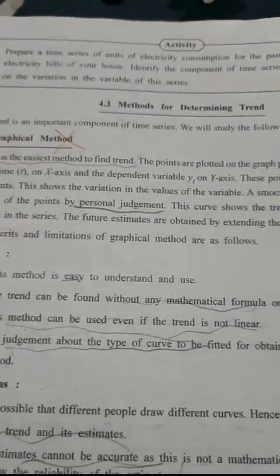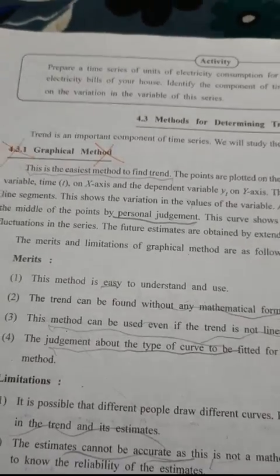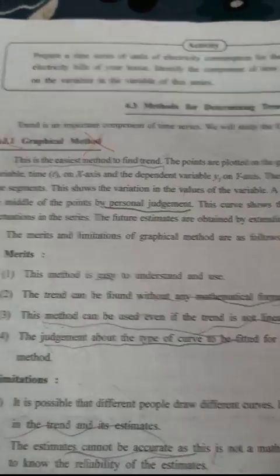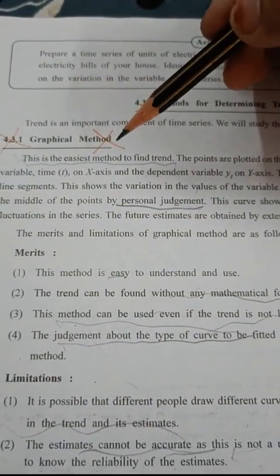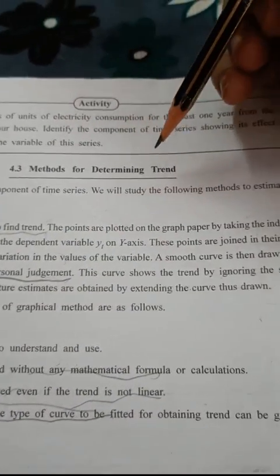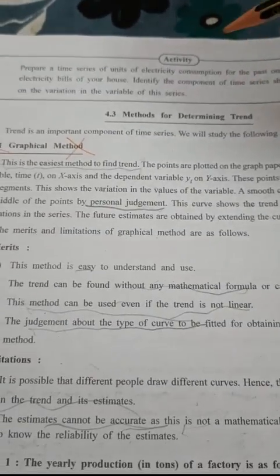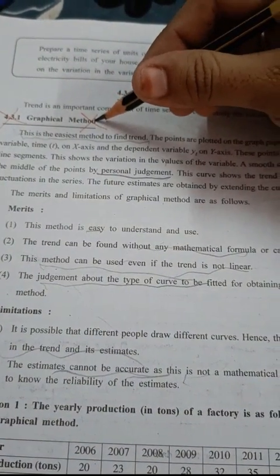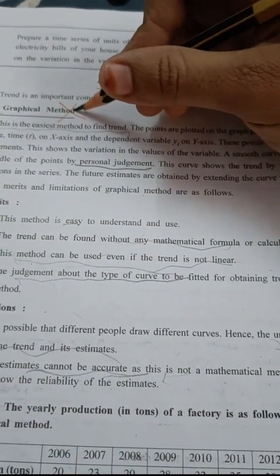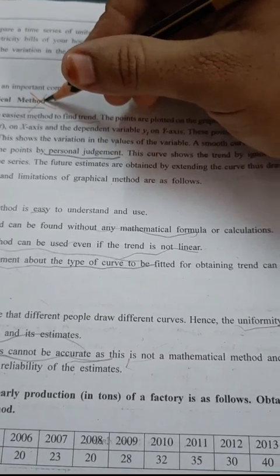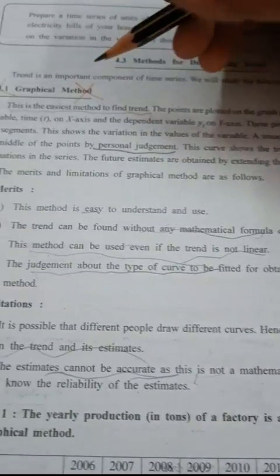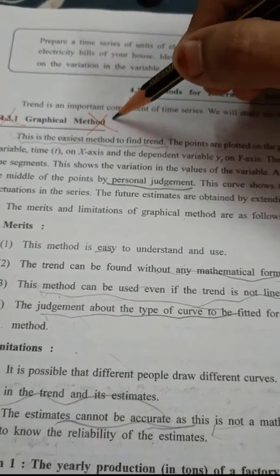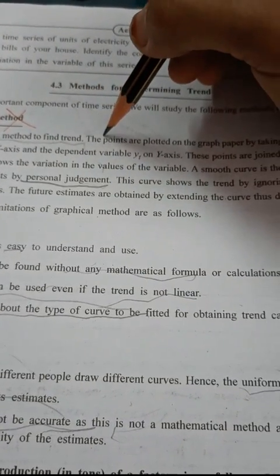After that, there is the graphical method. We have to do sums based on graphs. So here, graphical methods for determining trend. There are 3 methods of determining trend. One is the graphical method, one is the method of least squares, and the third is the moving average method. First we will see the graphical method. This is the easiest method to find trend.